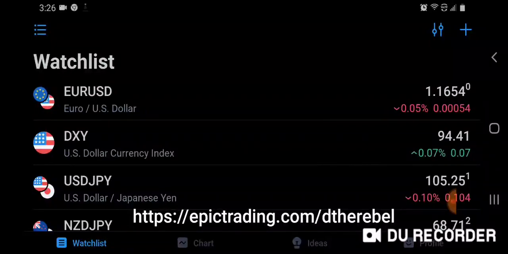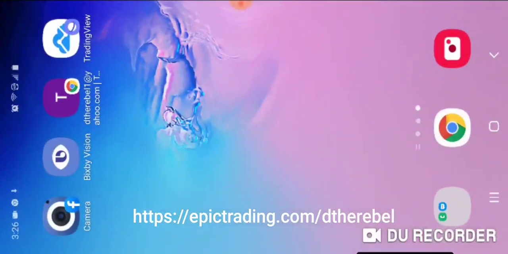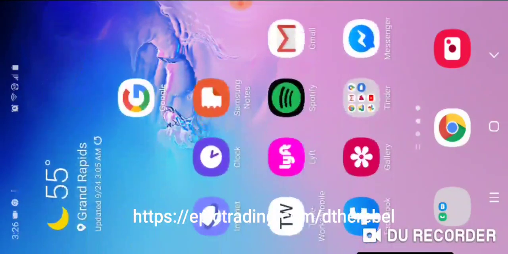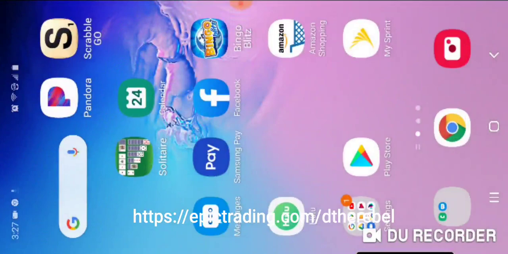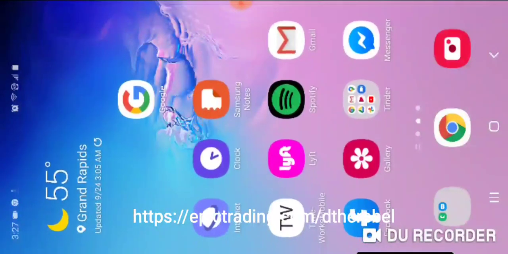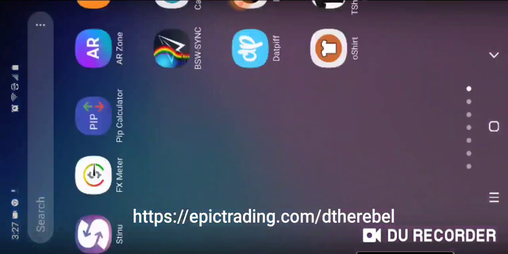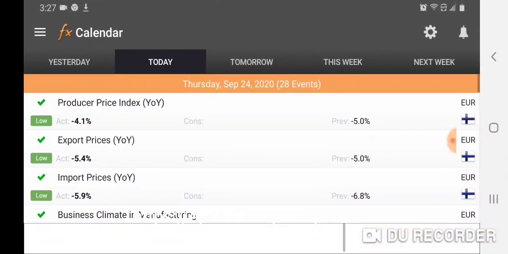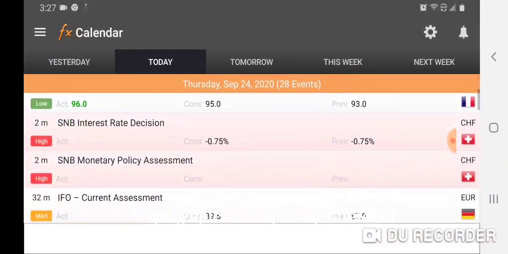Okay, so the first thing I do before I go into a trade is I check the news. So let's look up the news. Here we go. And what we're looking for are red folders. These red folders pretty much let you know that there's going to be some type of discussion, some type of update on what's going on in that country.